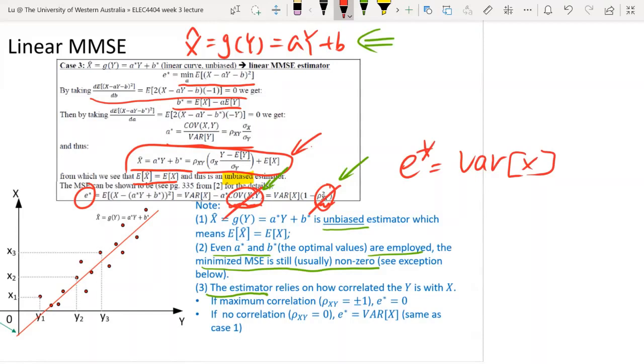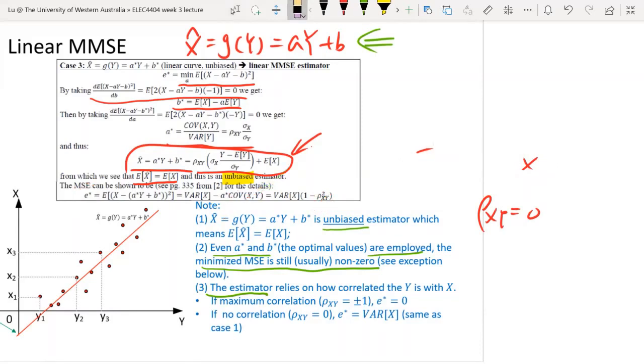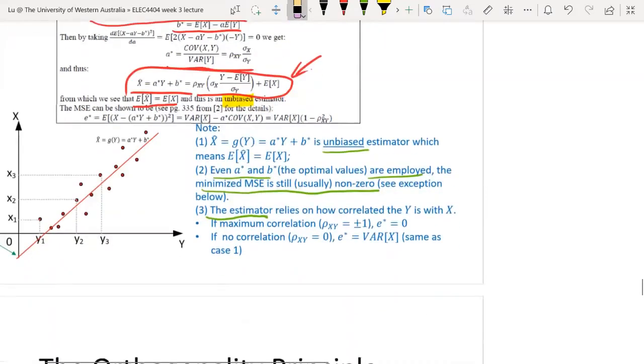Of course, this makes sense, because if rho XY equals 0, Y and X do not have any linear relationship. Knowing Y will not help you understand X, or improve the estimation of X. So in other words, the linear relationship between X and Y is very important for your linear minimum mean square error estimator. That's that.